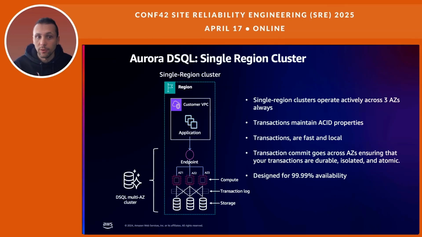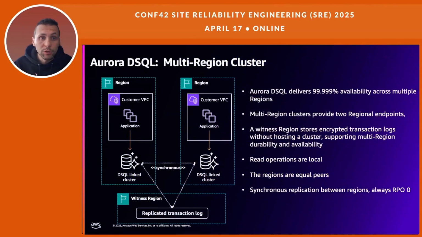You have an option if you want a single region cluster or a multi-region cluster. If you're going to the multi-region cluster, now Aurora DSQL delivers 5 nines of availability across multiple regions. And the way this works is very unique and very interesting. So multi-region clusters provide 2 regional endpoints. In this scenario, we are talking about a linked region. The way it works is you go on your AWS console or use the CLI or the API. You can create an Aurora DSQL and you can say, I want a secondary region as a linked region.